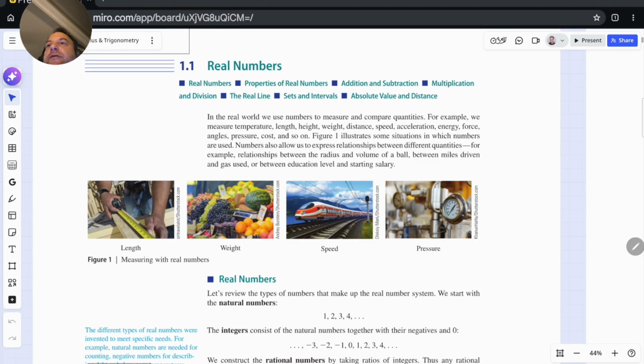And then we'll apply the fundamental properties of the real numbers here, which would be commutative, associative, distributive properties to perform operations using properties of negatives and fractions. We'll be locating numbers on the real line, describing sets and intervals using appropriate notation, and computing absolute value and distance. So in other words, every single concept in this section is going to recur throughout the entire Precalculus course.